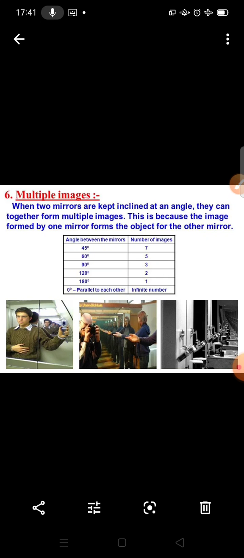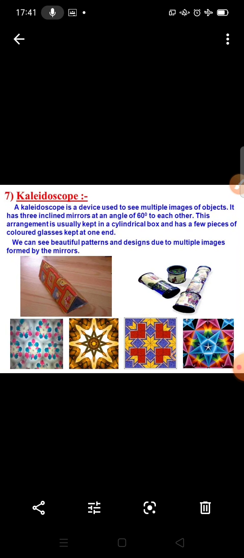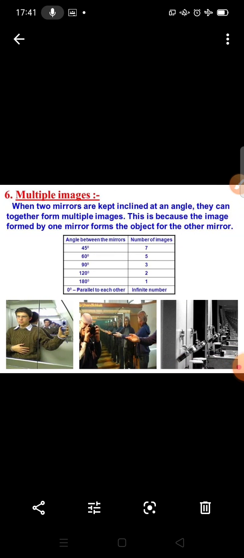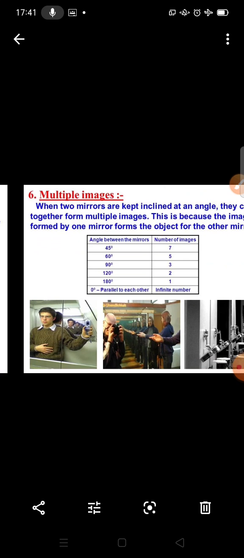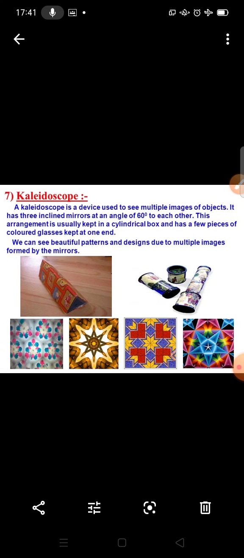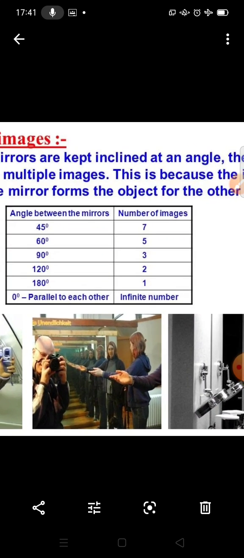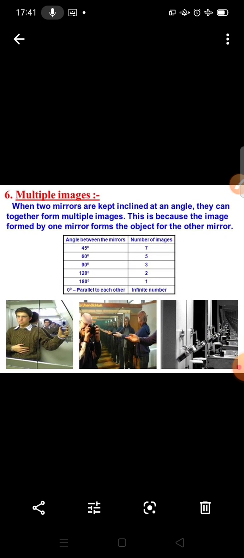The most common devices that use multiple reflection are the kaleidoscope and periscope. I think you have understood. In the next lecture we will discuss the next topic, the kaleidoscope. How can you prepare the kaleidoscope? When two mirrors are kept inclined at an angle, they can together form multiple images. This is because the image formed by one mirror forms the object for the other mirror.